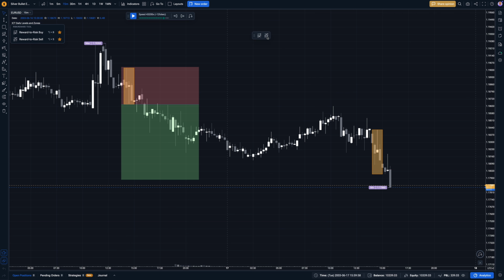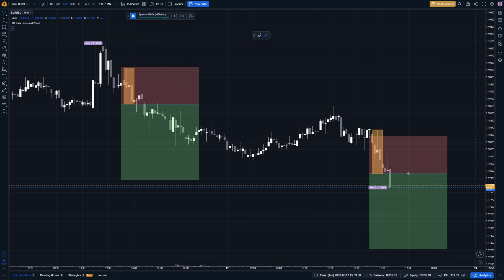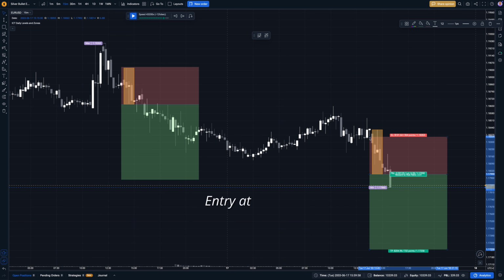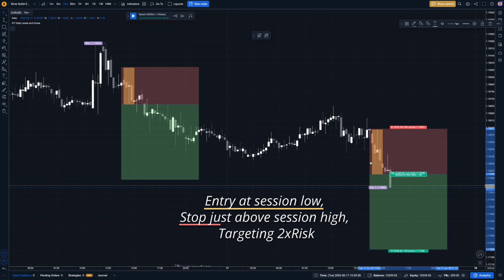Here we have the position sizing and risk reward tools. You can save them to favorites so they stay on screen for quick access. You'll need them frequently. Once again, our entry will be right at the session low level, with stop loss just above the session high, and we'll target 2 times our risk.